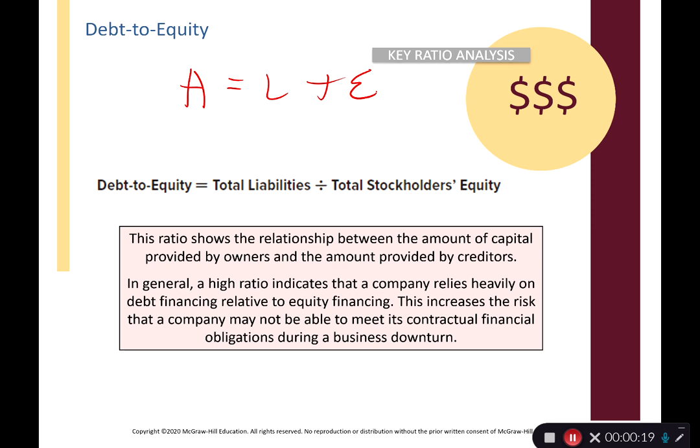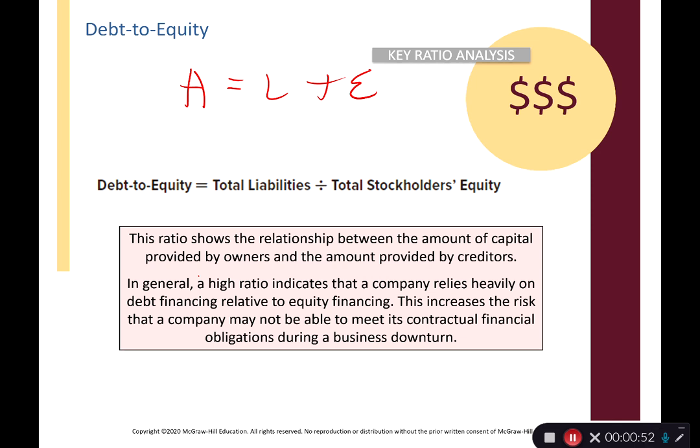It shows the relationship between the capital provided by owners and that provided by creditors. A higher ratio indicates that we're relying more heavily on debt, which means more risk is involved, because remember, we have to pay back debt plus interest. It doesn't necessarily mean it's bad, but it definitely means that it's more risky. The more liabilities the company has compared to their equity, the more of their assets that are effectively owned by the bank, and that obviously is more risky for the company.